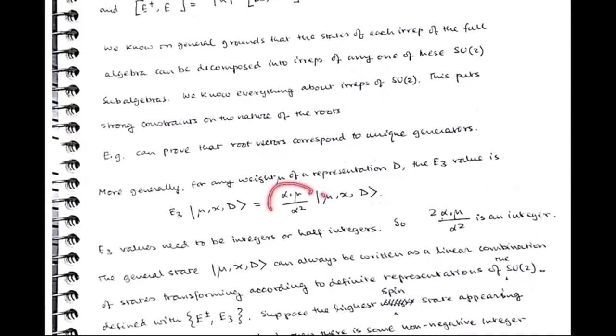Again, you would remember to take lessons from what we had done in our SU2 examples earlier. So the E3 values need to be integers or half integers. So twice of alpha dot mu by alpha squared is actually going to be an integer. Okay, this is going to be very important going forward.